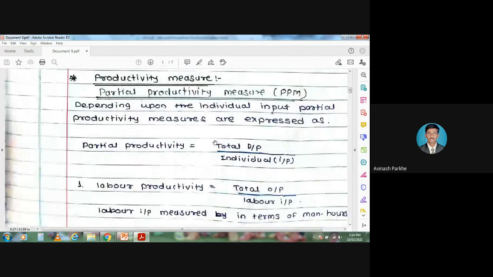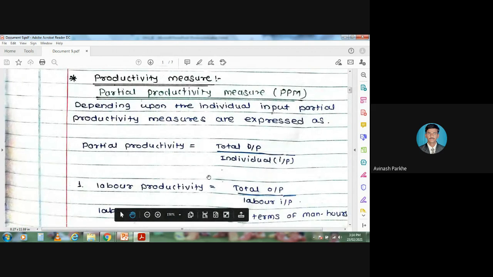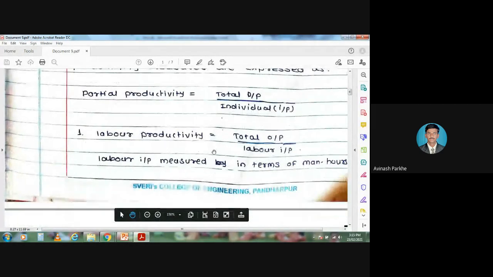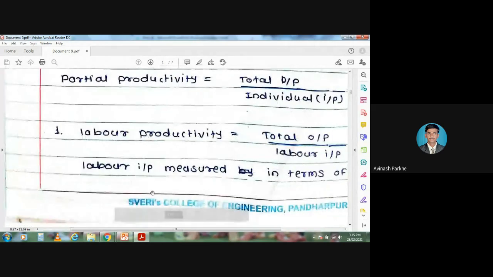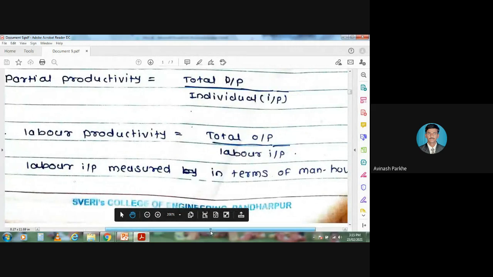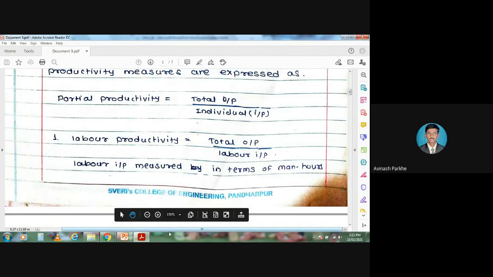Then, what is meant by partial productivity? Yesterday we discussed it. Partial productivity means that to achieve one output, there are so many input parameters, and if I calculate the productivity of each and every input, that productivity is called partial productivity. The formula is: partial productivity is equal to total output upon individual input. Individual inputs are labor, machine, capital investment, energy, knowledge, equipment. For example, labor productivity is equal to total output upon labor input. That concept is called partial productivity.